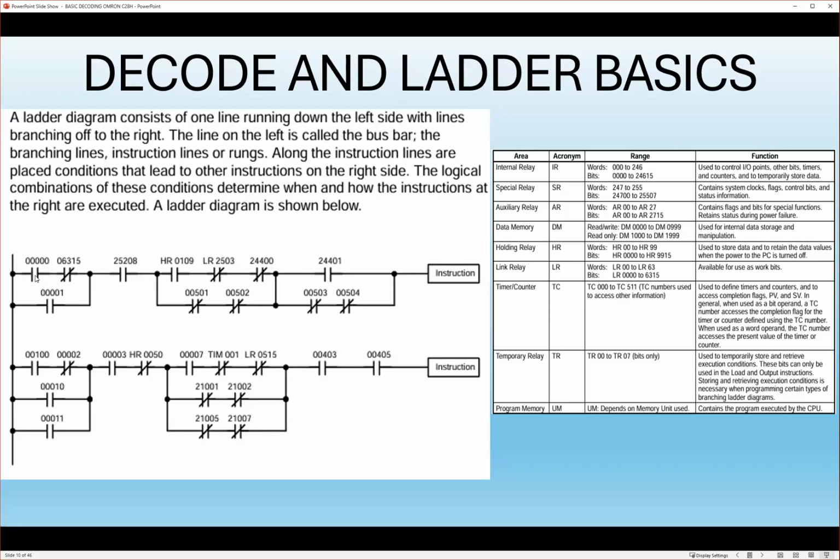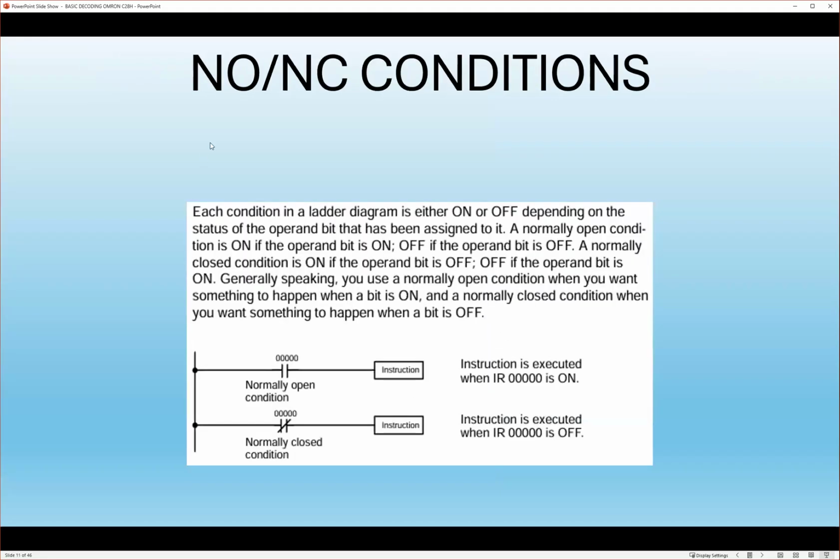So if this is true and this is not true and this is true, and so on, at the end, if those valves or gates, or whatever you want to call them, those instructions are true all the way to the end, then it's going to fire your coil or your instruction, your move function, whatever it might be. We're going to go over each instruction individually.